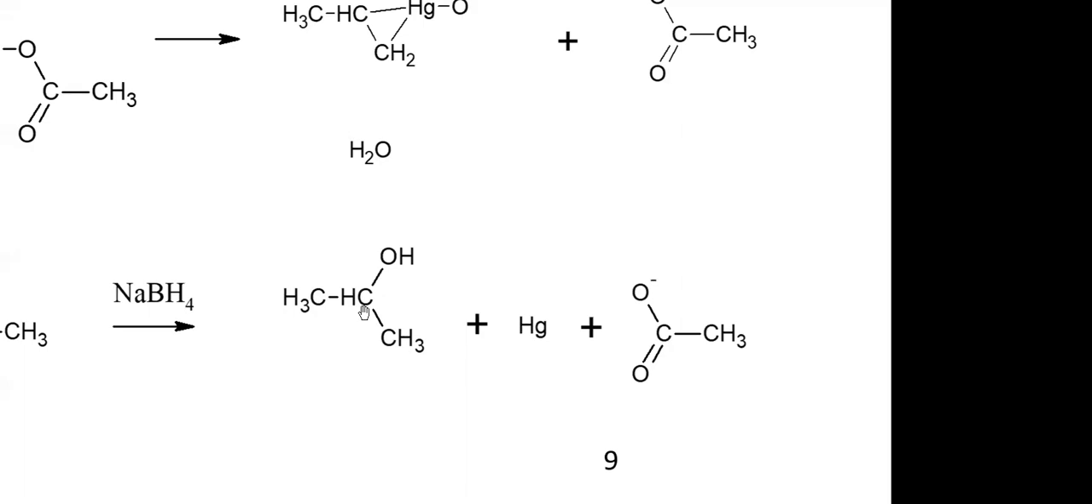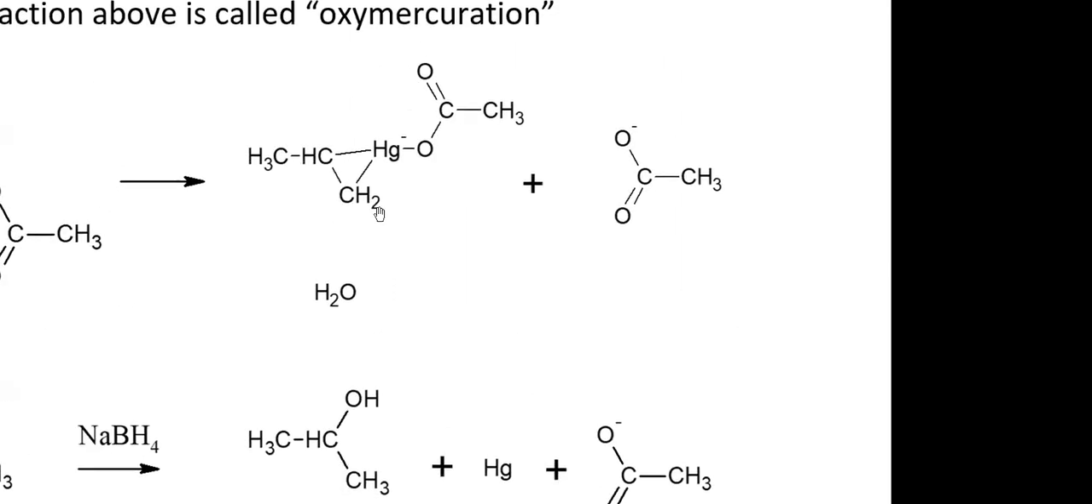hydration. It's still going to follow Markovnikov's rule. The net result is still going to put an OH group on the more substituted carbon, but it won't rearrange. It doesn't rearrange because of the mercury. Exactly, because of this structure right here that keeps that positive charge on, because it's really like a very strong partial positive because it does have that resonance structure. It's not a full carbocation that has the ability to rearrange.